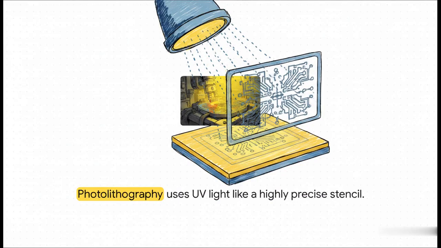Step 1 is photolithography. Notice the extreme precision of that UV light. It acts like a highly advanced microscopic stencil. The light passes through a mask that contains the exact circuit pattern for that specific layer, and it exposes a light-sensitive chemical called a photoresist. Wherever that light hits the wafer, it physically changes the chemical structure of the photoresist, basically laying down the blueprint for everything that comes next.